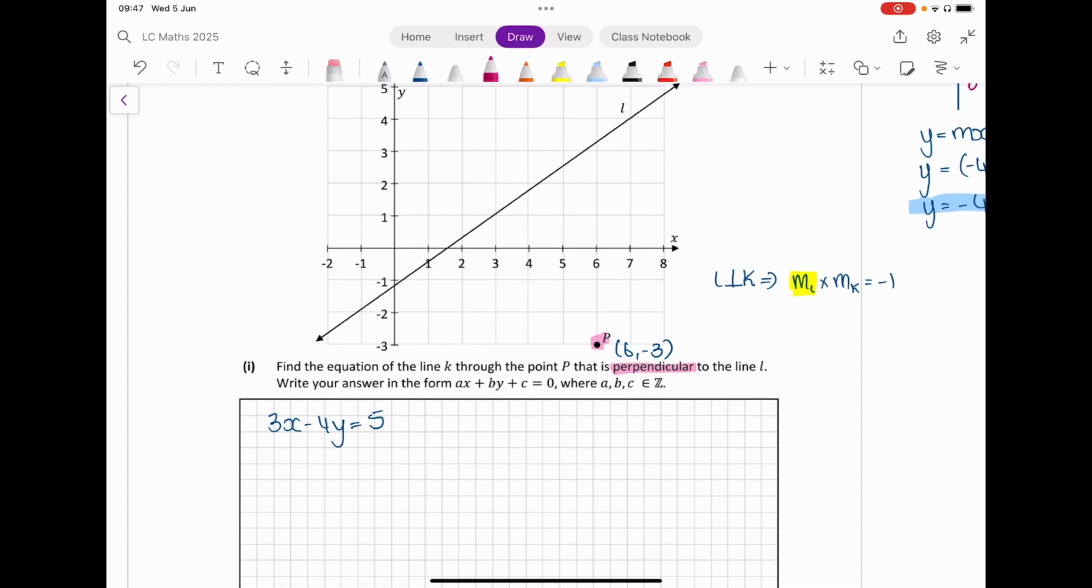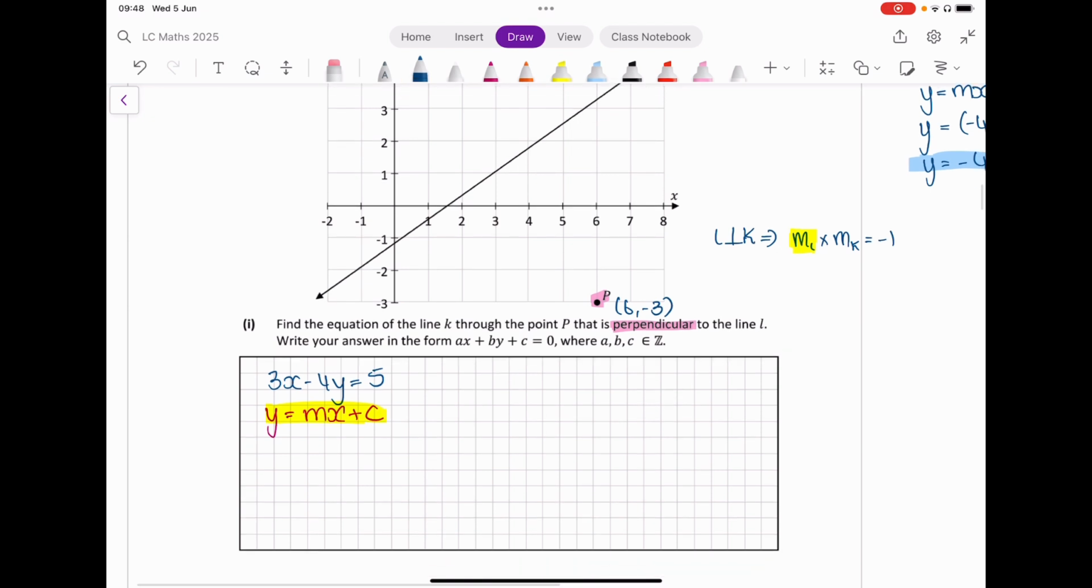And I remember that y is equal to mx plus c. If I write something in that form, I'm getting all this from my log tables now. I don't have to know any of this off the top of my head. If I can write it in that form, all I need to do is look at the number in front of the x, and I'll be able to figure out what the slope is. So my first job here is to get y on its own.